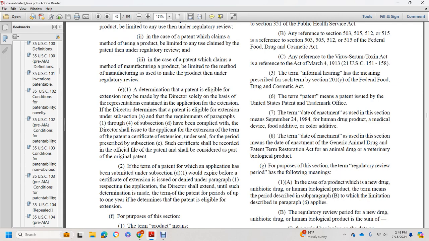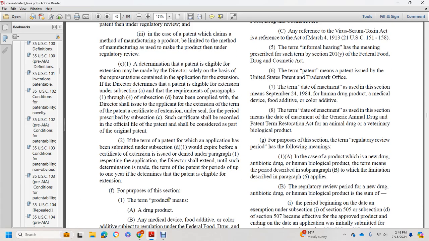2. If the term of the patent for which an application is submitted under subsection D1 would expire before a certificate of extension is issued or denied under paragraph 1 respecting the application, the Director shall extend the term of the patent for periods of up to 1 year until a final determination is made on the patent's eligibility for extension.